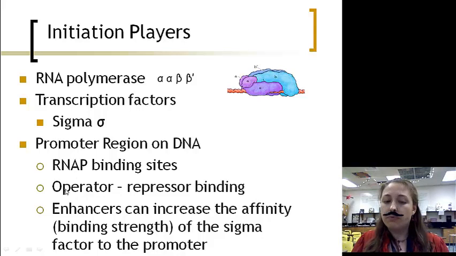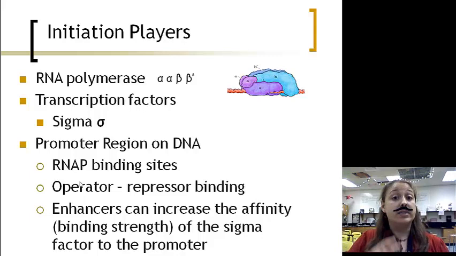An operator can sit on the promoter, repressing the transcription, which means not allowing it to occur. Once the operator is removed, then transcription can take place. That's one way we can control initiation. A second way we can control it is with enhancers.